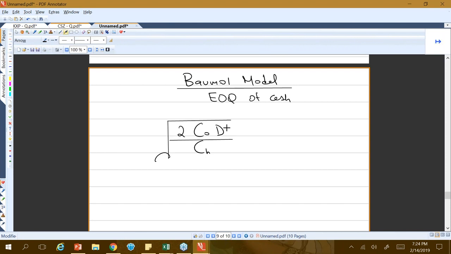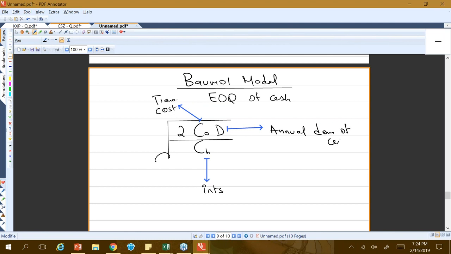Here, these are things. CH is the interest, the opportunity cost. CO is the transaction cost. And D is the annual demand of cash.